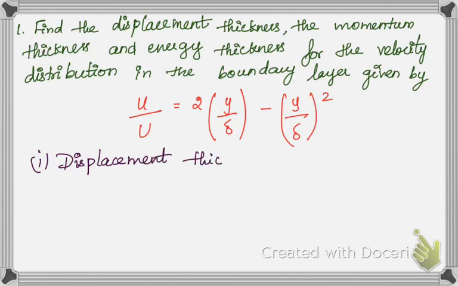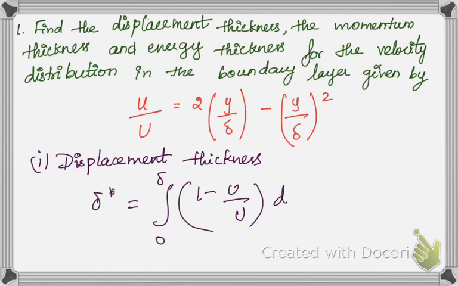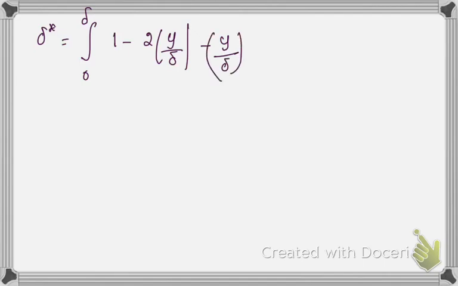The formula for displacement thickness is del star is equal to integral 0 to del of 1 minus u by U into dy. In the place of u by U, I have to substitute 2 into y by del minus y by del the whole square. So del star is equal to integral 0 to del of 1 minus 2 into y by del minus y by del the whole square.